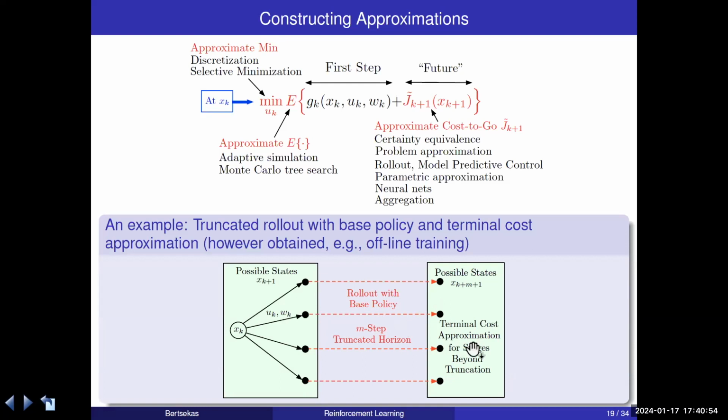And the base policy can be obtained very easily. It may be a heuristic, it may be obtained through a neural network. And the cost function approximation, again, may be obtained in different ways. Problem approximation, neural networks, aggregation, and so on. Now, if you remember from the previous lecture, we gave a figure for alpha 0. It involved truncated rollout of this form, but also with multi-step look ahead. There's multi-step look ahead minimization version of this figure as well. And this is the alpha 0 architecture.